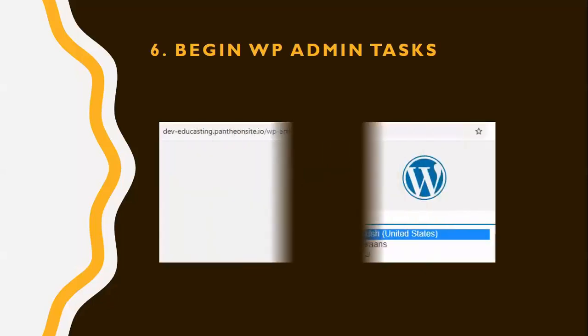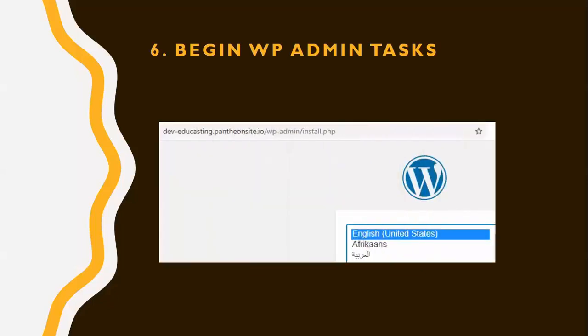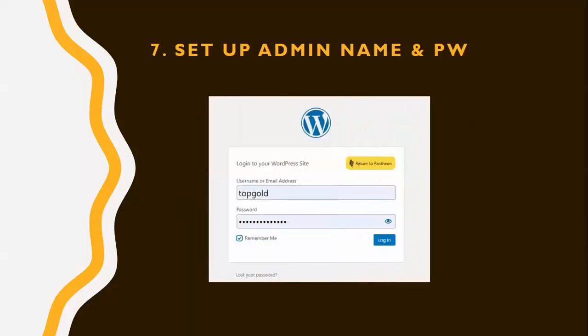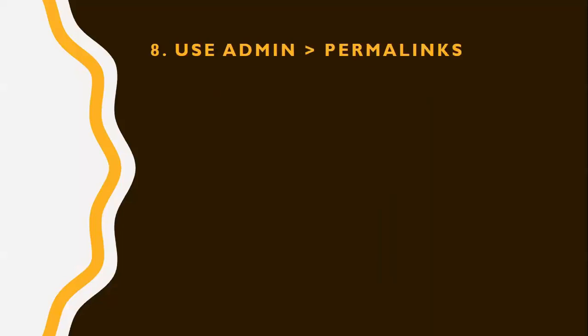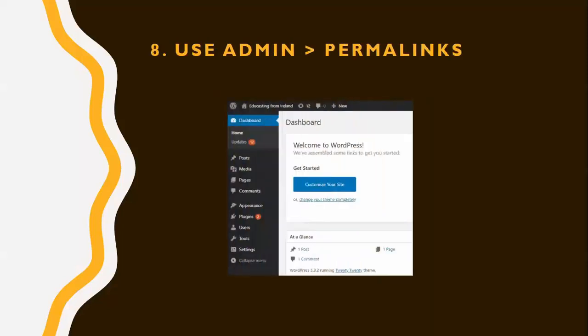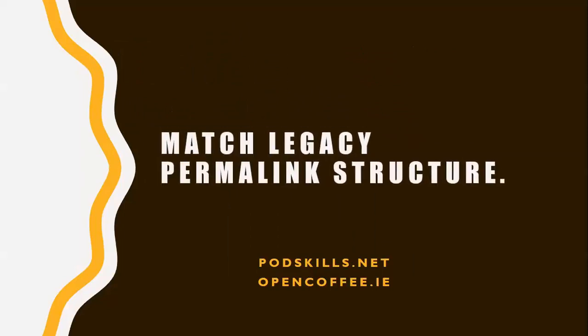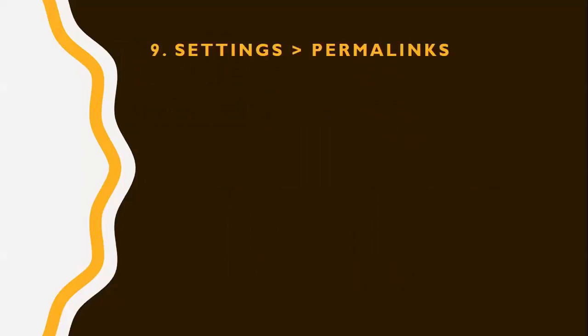Once in the WordPress, the admin tasks are pretty straightforward. Configure it just like you did before. Choose your English, set up your admin name and your password. You can ask your service to remember you. Use the admin screen to set up the type of permalinks that you're going to have. And then you're going to be ready. Providing you know the legacy permalink structure, you're ready to go in.